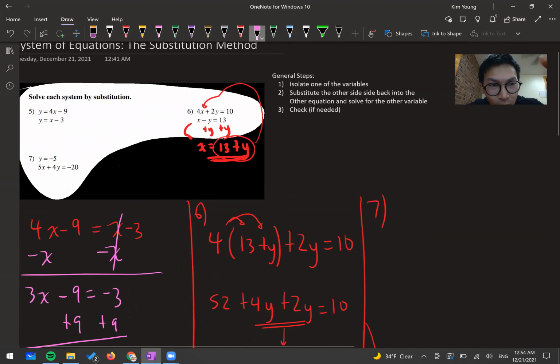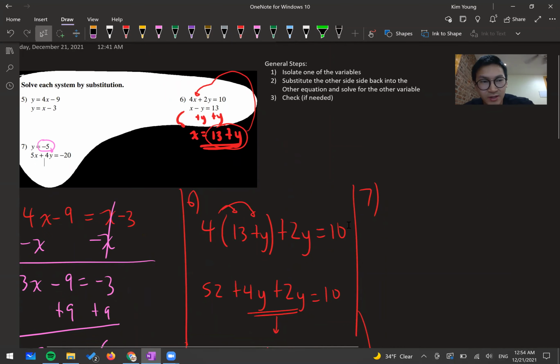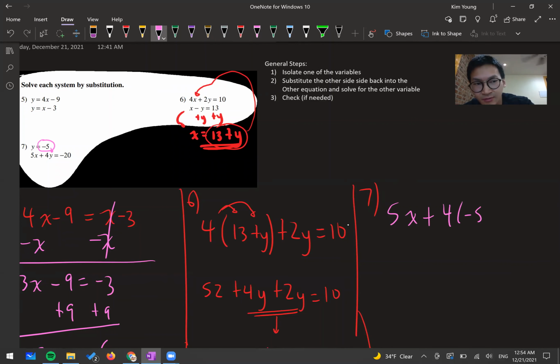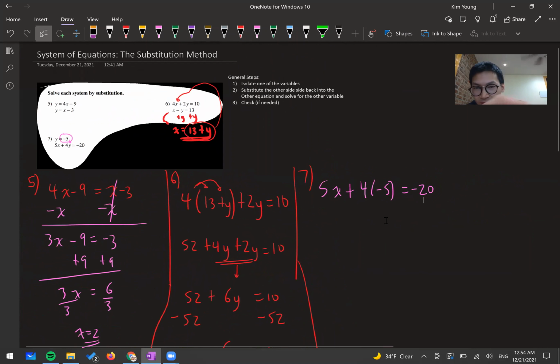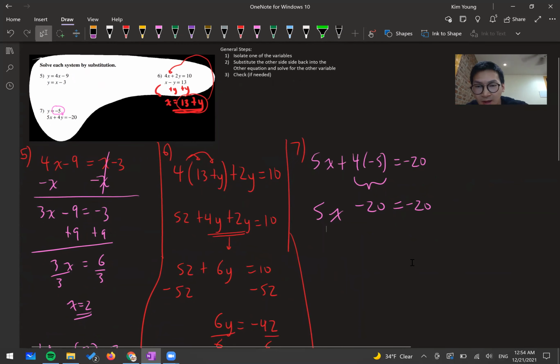So if y is equal to negative 5 and you plug it into the second equation, then you get that 5x plus 4 times negative 5 is equal to negative 20. And then you solve for x. So 4 times negative 5, this is just negative 20. I'm just gonna simplify like this. And then you add 20 on both sides.